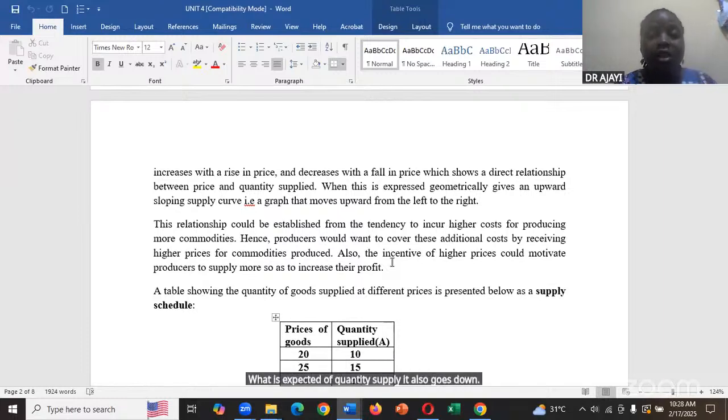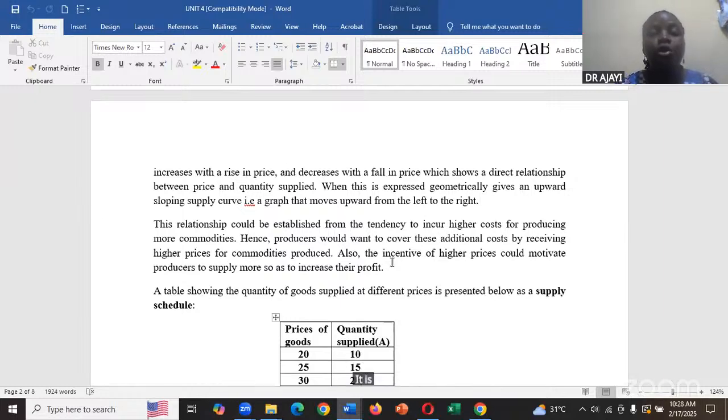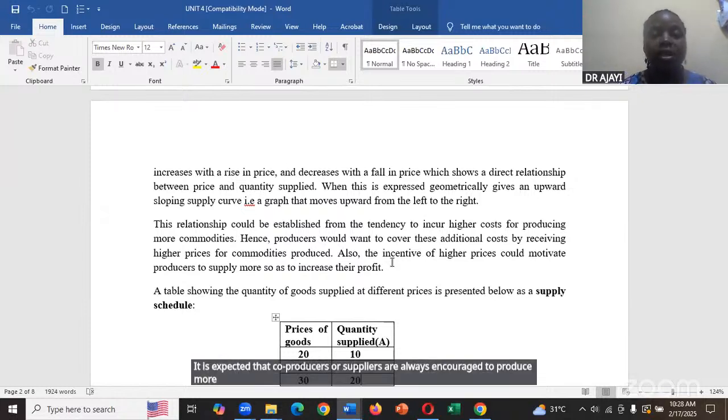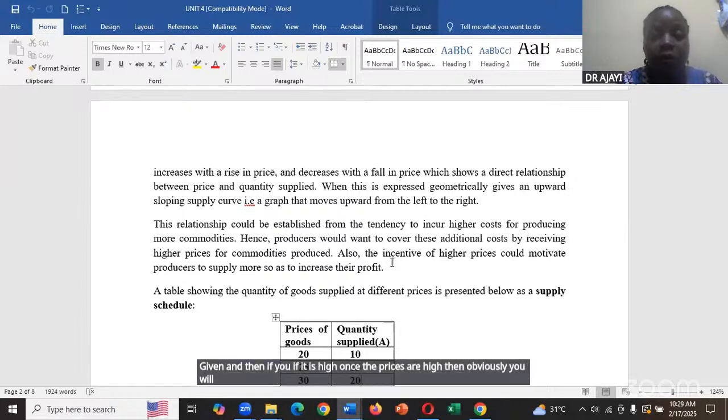Now, there is a logical explanation behind this behavior. It is expected that producers or suppliers are always encouraged to produce more once they know that it attracts high prices. For instance, higher prices would likely increase your revenue if you increase the quantity you are supplying. And you know that the prices are already given. So once the prices are high, obviously you will be encouraged to supply more.